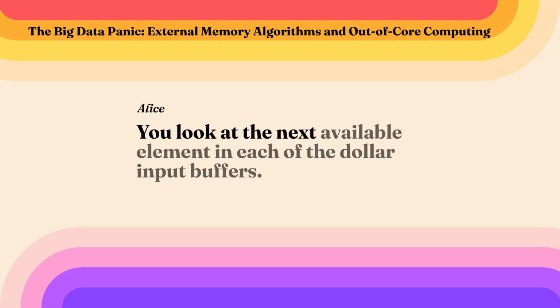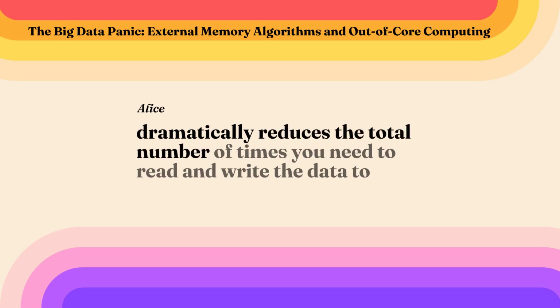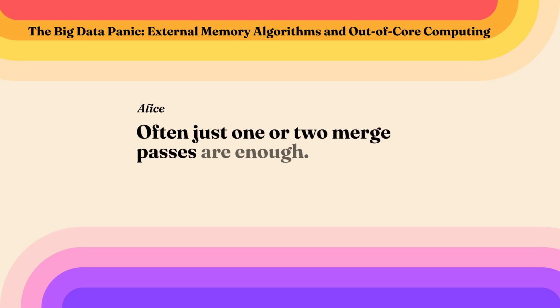Precisely. You look at the next available element in each of the k input buffers, find the smallest one overall, write that to the output, and refresh the buffer it came from. This high fan-in dramatically reduces the total number of times you need to read and write the data to disk. Often just 1 or 2 merge passes are enough.